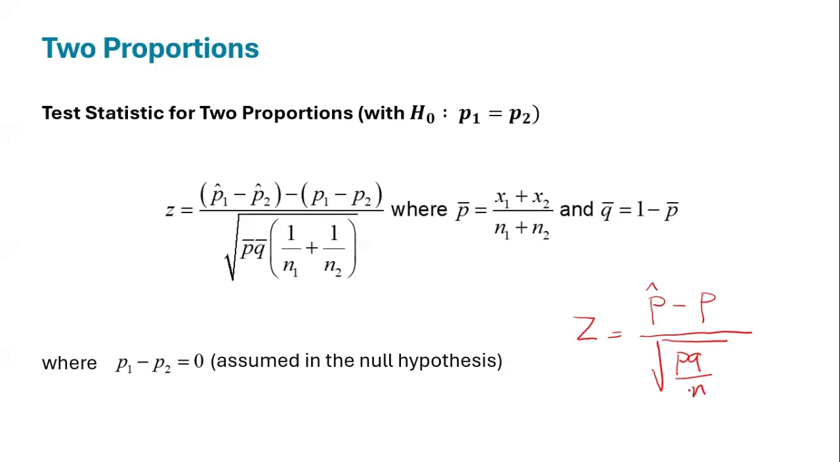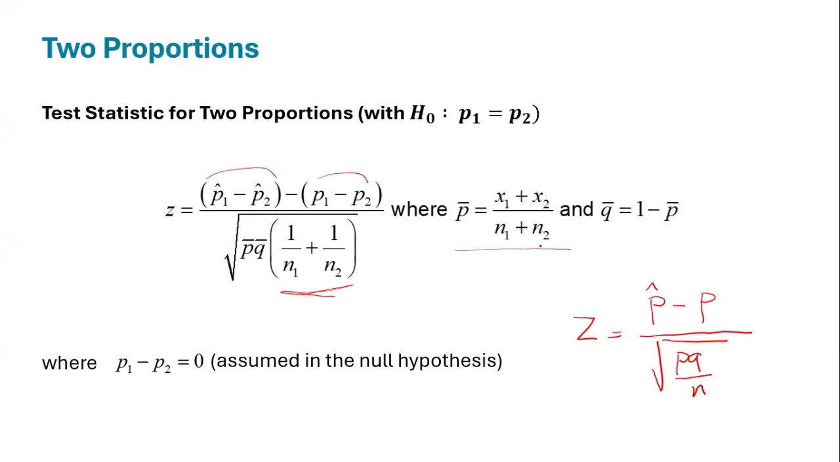In this section, since we have two populations and two samples, we have p hat 1 minus p hat 2 instead of just one p hat. We have p1 minus p2 instead of just having a p. And at the denominator, we have p bar and q bar instead of p and q, but instead of 1 over n, we have 1 over n1 plus 1 over n2. And you know that the p bar is the pooled estimate proportion, which is coming from this formula.